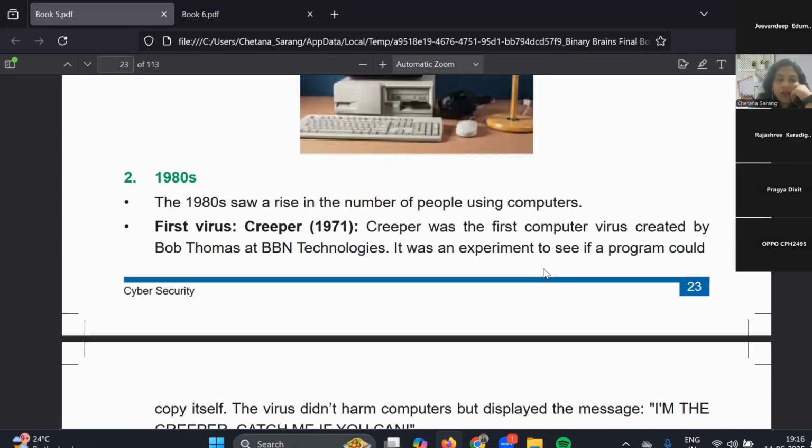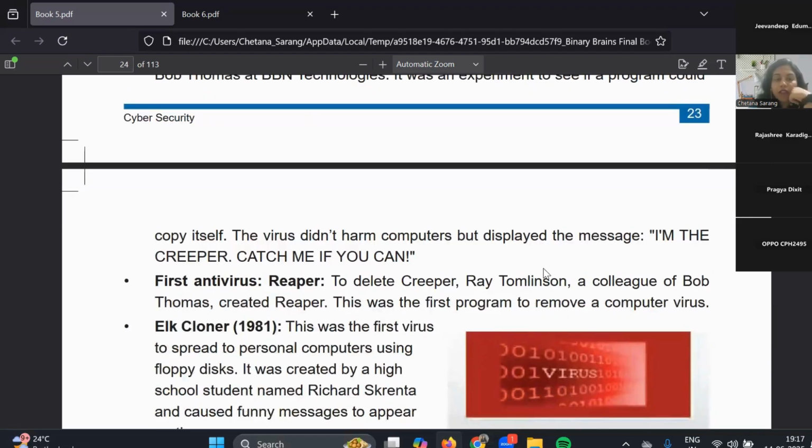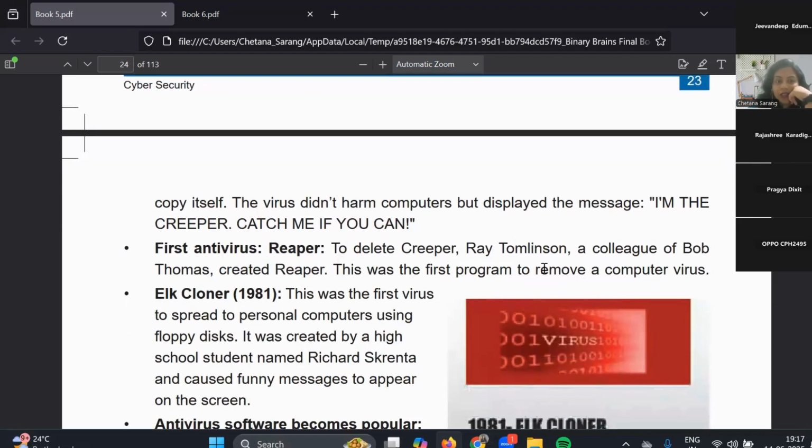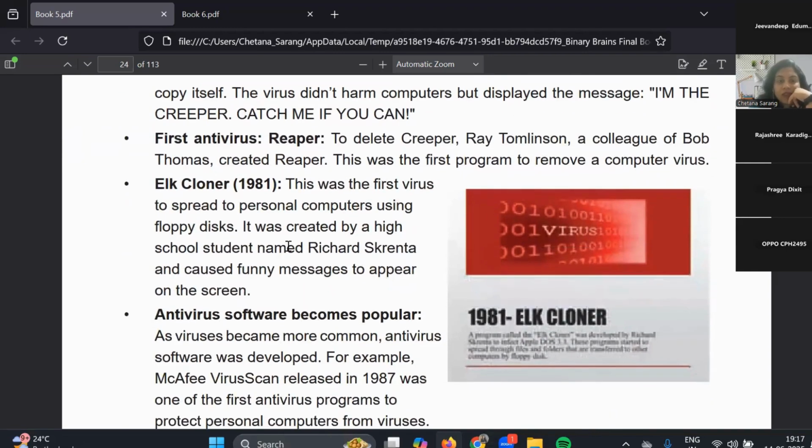The first virus, called Creeper, a wrong code, was the first computer virus created. Bob Thomas at BBN Technologies actually created it just to test if that was possible. It was just an experiment to see if such a thing could be done: a code which just enters and disrupts the good code. So he tried it and he deleted it. Then he created an antivirus also, called Reaper, which would delete those codes which had gone inside the right code. So this was the first virus.